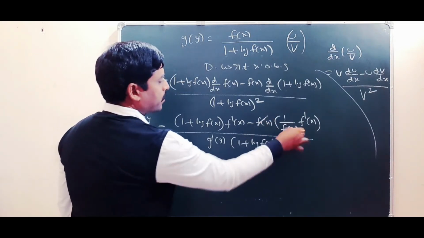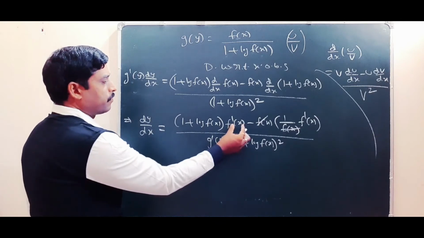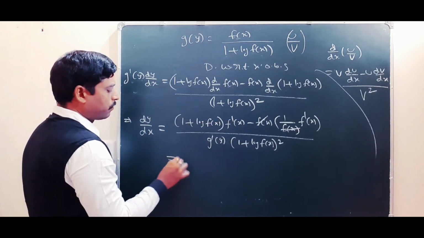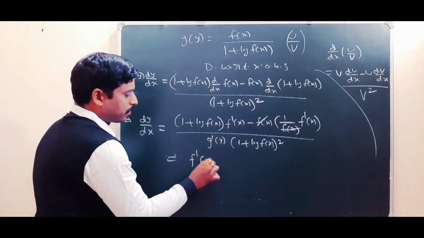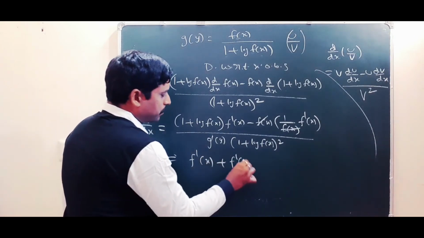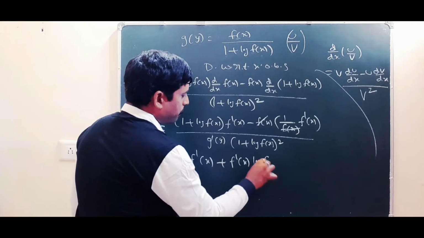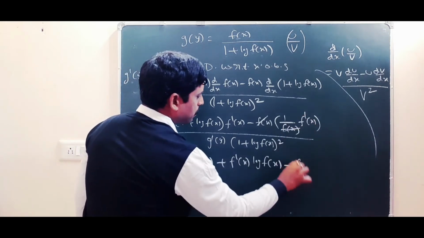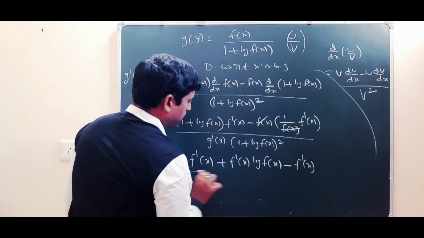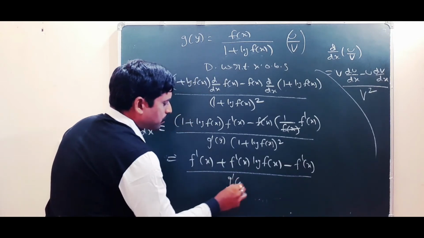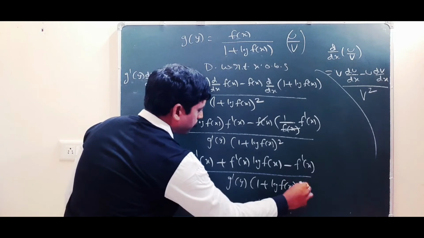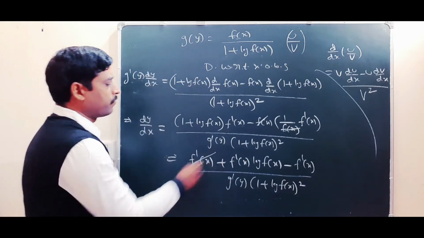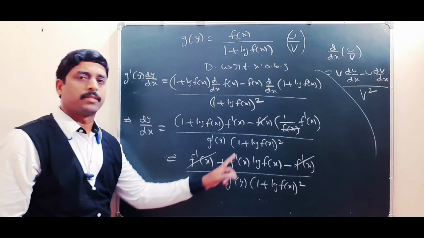In this, f of x gets cancelled. This f dash x multiplies with 1 plus log f of x, giving f dash x plus f dash x into log f of x, minus f dash x. This whole is divided by g dash y into 1 plus log f of x whole square. In this, f dash x gets cancelled. This is the answer.